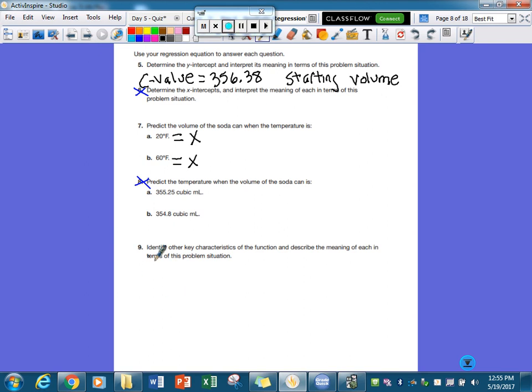Something to remember about these is identify key characteristics and describe the meaning, because you can never have an answer of 0. Okay, nothing's ever going to diminish completely. So it can never equal 0. Something to always remember. Think about the situation in real life. Make sure you solve this 7.